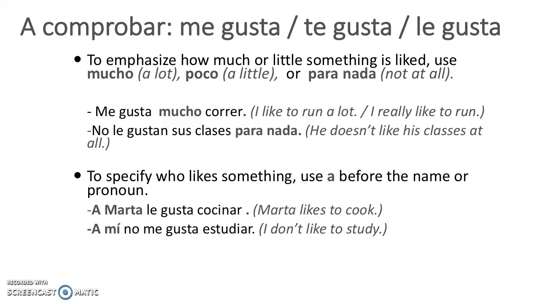Okay, now we do have a couple of pronouns that are different than your subject pronouns. So we will use a ellos, a ellas, a ustedes, a nosotros, all that sort of stuff. But with me, we use a mí. Notice the accent mark. And with te, we use a ti. Notice there's no accent mark with that one. And in these cases, they are placed there for emphasis.